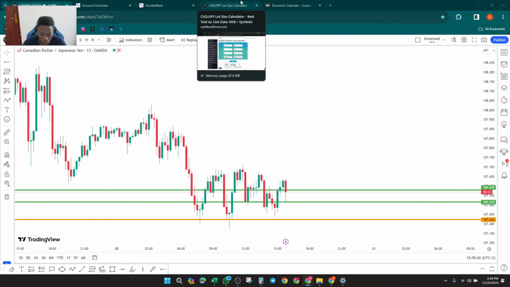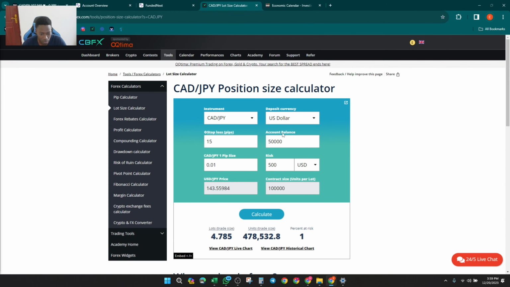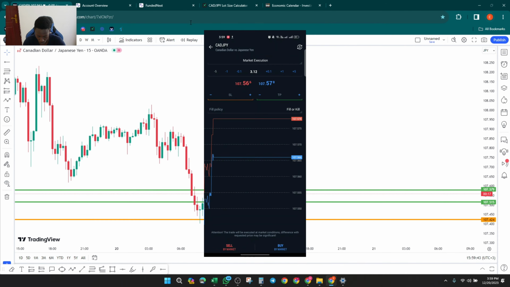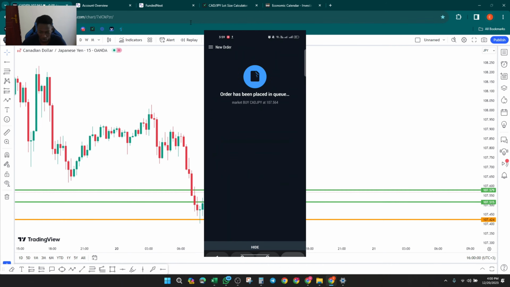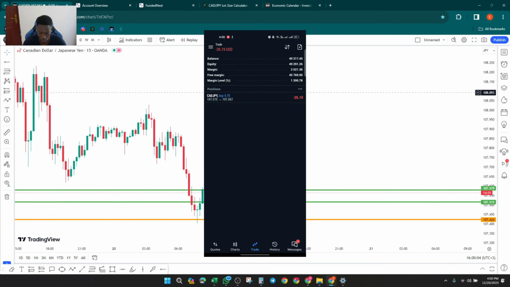Hey guys, so it's about 4 p.m. It's just getting my confirmation, so I'll be getting into my trade right now with a 1%. So I'll be taking the trade from my phone, CAD JPY, new order, buying the lot size of 4.7. Perfect. So the trade is currently running on my phone. I've also recorded it. That's it.